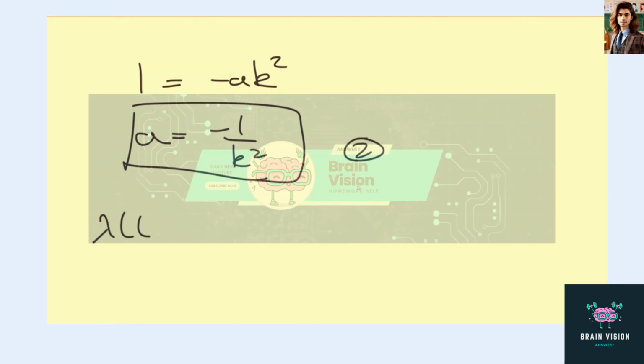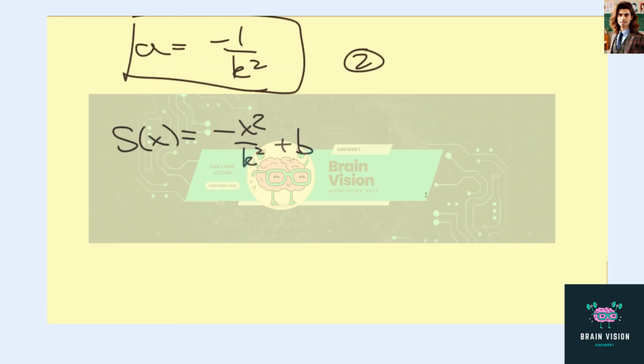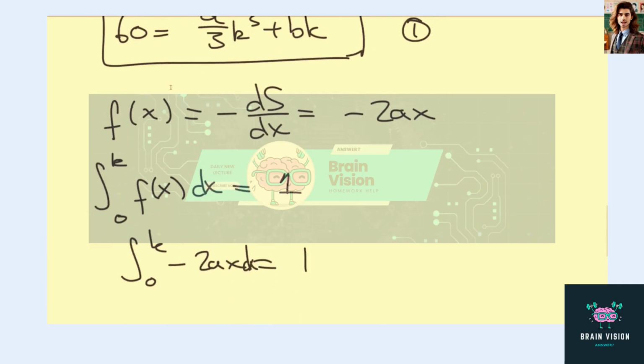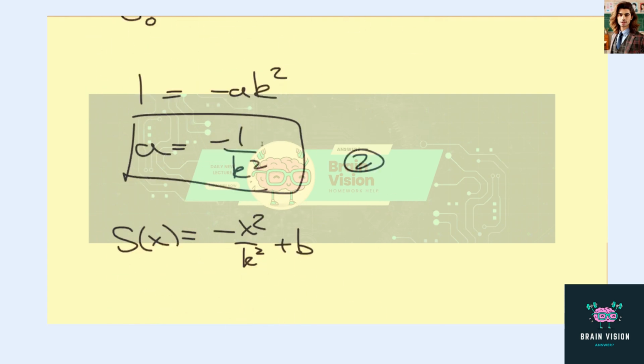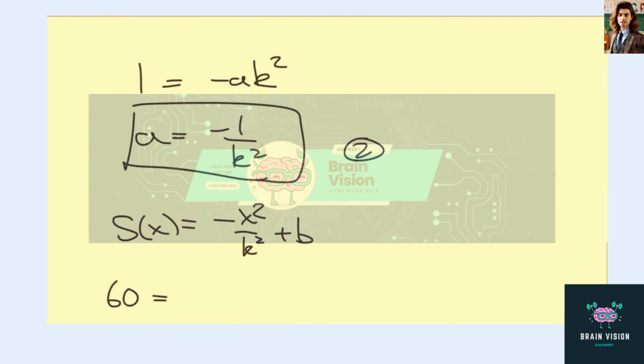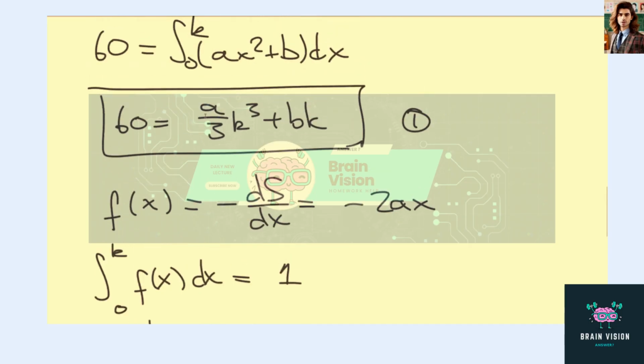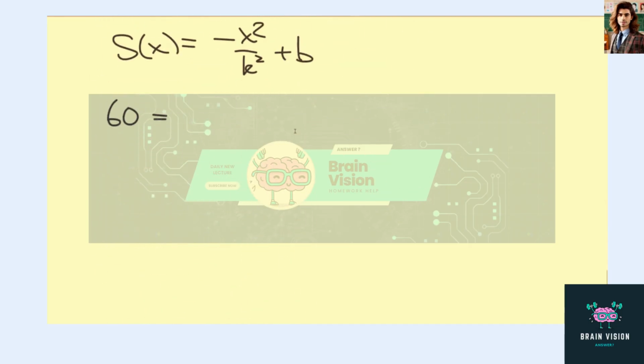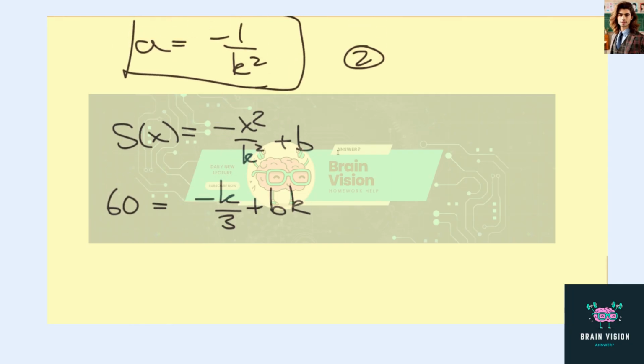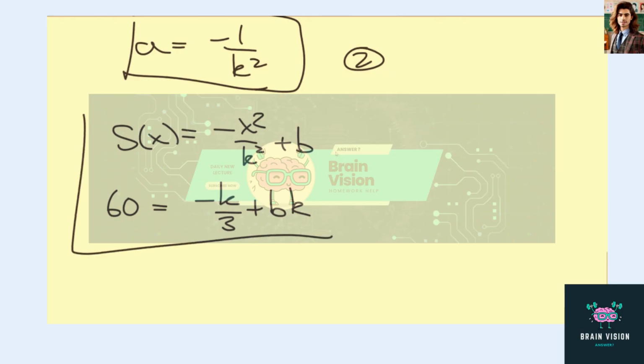So we can use equation 2 to rewrite things. So we get S of x equals minus x squared over k squared plus b. And equation 1 has become 60 equals minus k over 3 plus bk. So these are our two equations now.